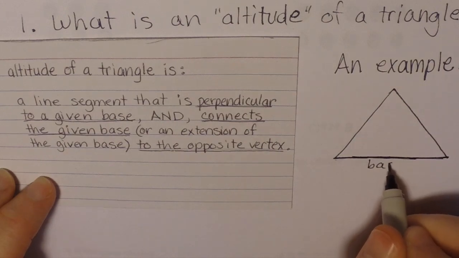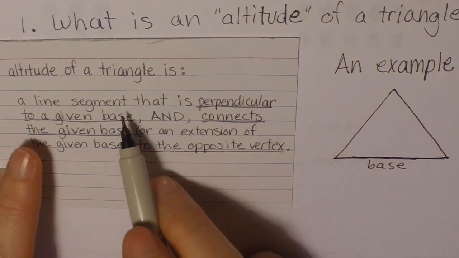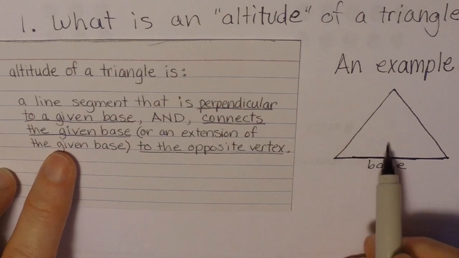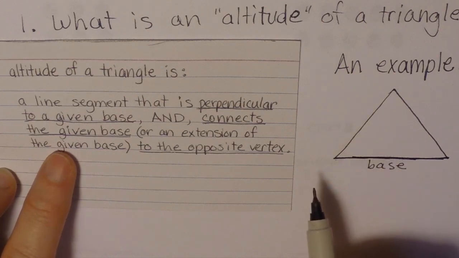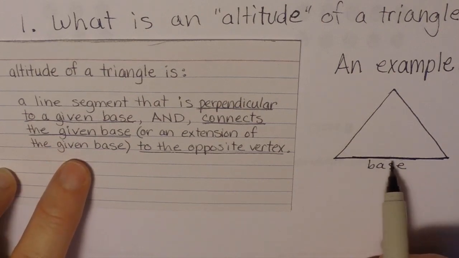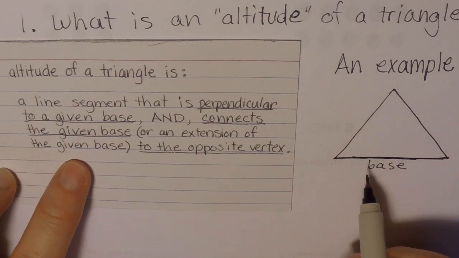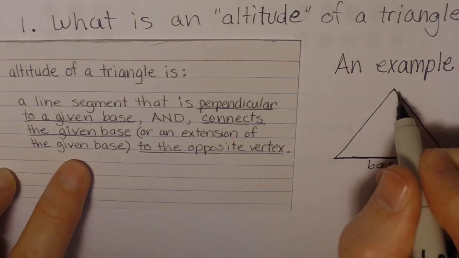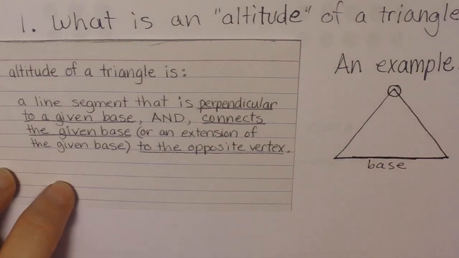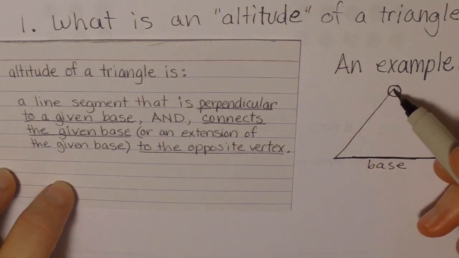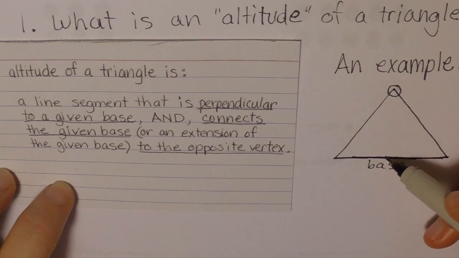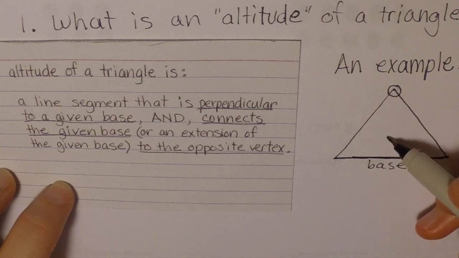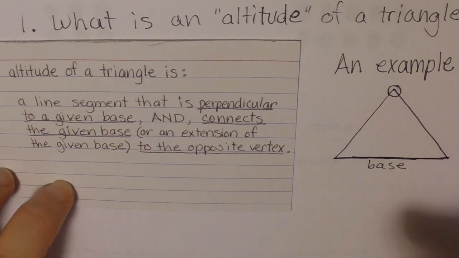Okay. Then I want a line segment perpendicular to this, and I also want it to connect this base to the opposite vertex. So the vertex that's opposite to this base is this one here. And so we want a line segment from this point down to this base, and it needs to be perpendicular, or a 90-degree angle between the segment we draw and the base.